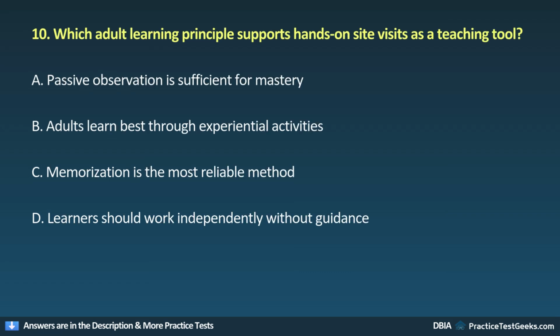10. Which adult learning principle supports hands-on site visits as a teaching tool? A. Passive observation is sufficient for mastery. B. Adults learn best through experiential activities. C. Memorization is the most reliable method. D. Learners should work independently without guidance.